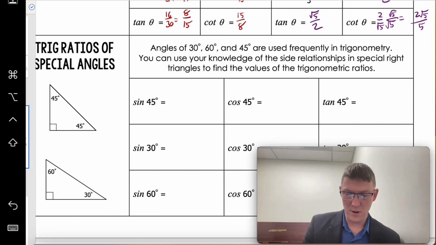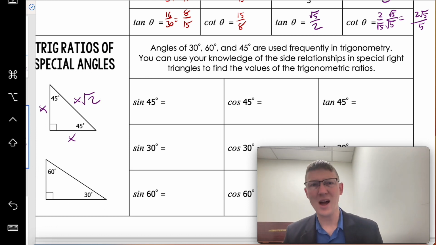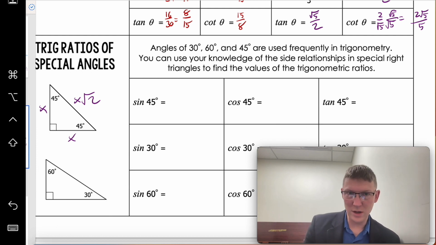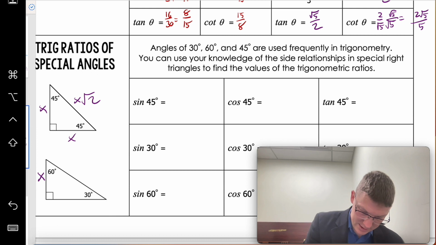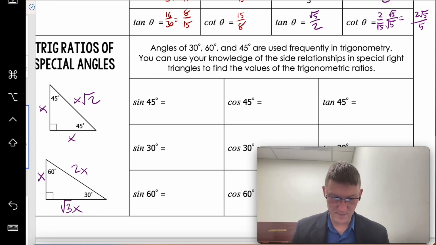So if you remember, our 45-45-90 triangle looks like x, x, x square root of 2. I remember it as 1, 1, square root of 2, but this is probably a better way to remember it. So then our 30, 60, 90, we've got x, 2x, square root of 3x. I remember it as 1, 2, square root of 3. But from there, you can find all of these different trig functions, right? So we've got these relationships.